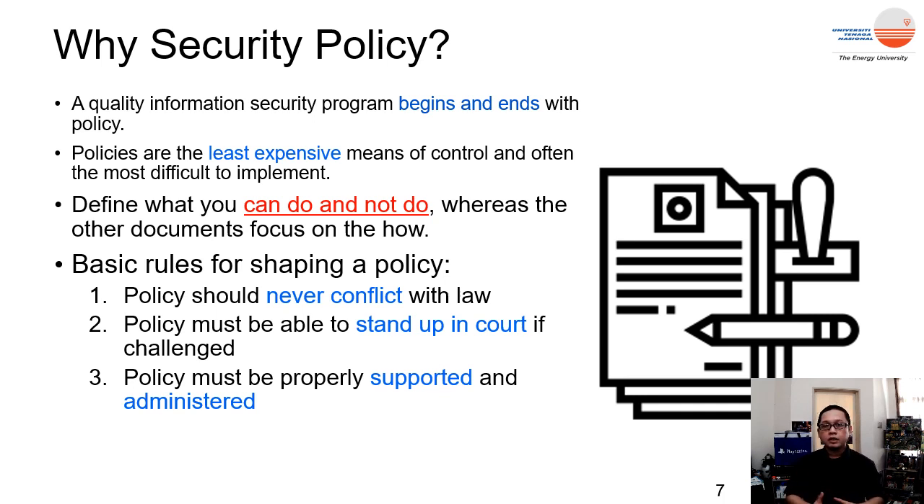Policy must also be able to stand up in court to penalize the people involved who don't follow the policy. For example, let's say people leak your sensitive information. This must adhere to perhaps the PDPA law. That is one example. When people violate the policy, you can penalize them in court. And the policy must be properly supported and administered. It means it must have management and organization support, meaning that all people involved in your organization must understand the importance of the policy, must know how the policy operates, and must know the exact procedures and guidelines to actually make that policy come true.